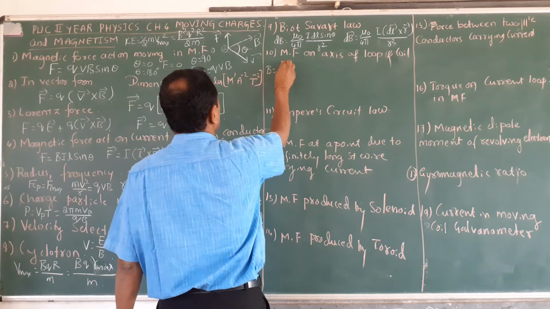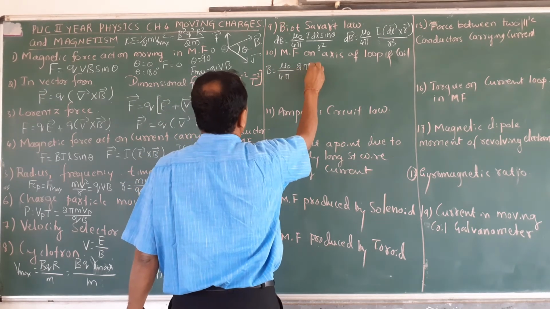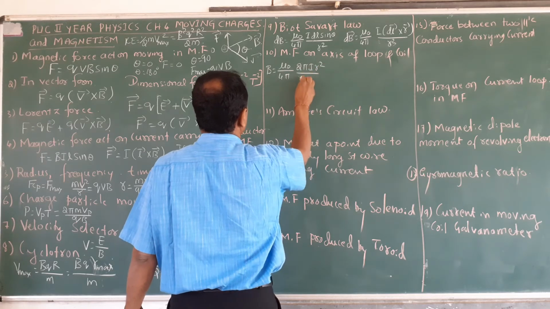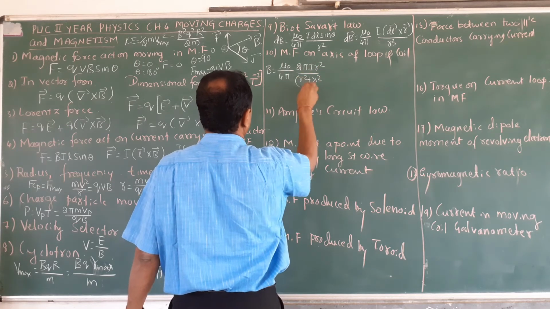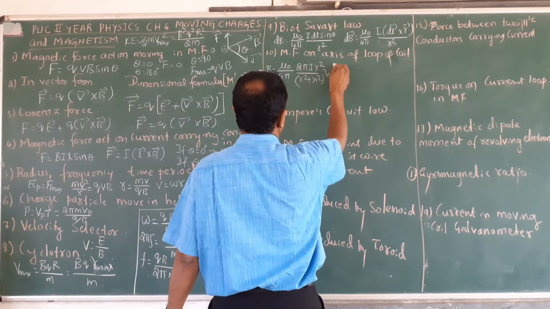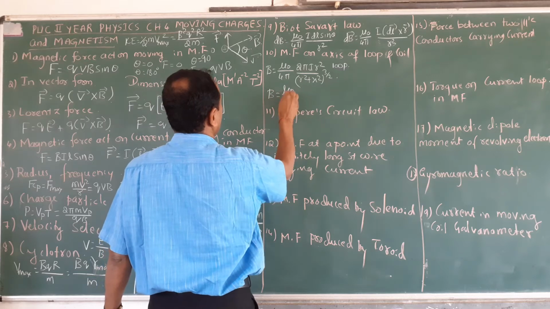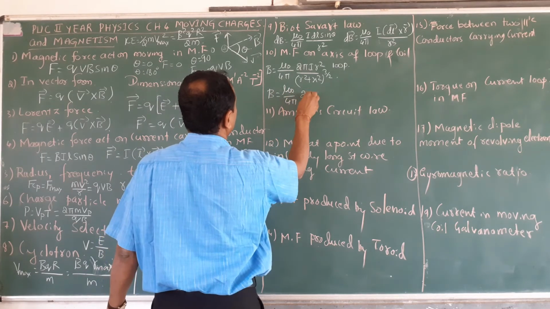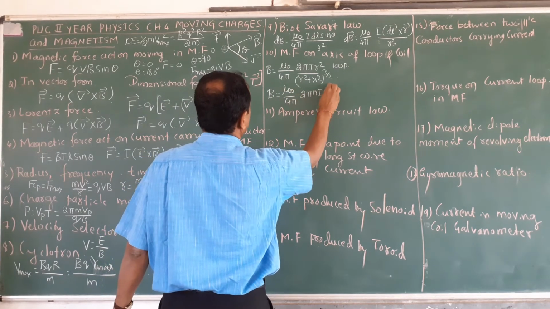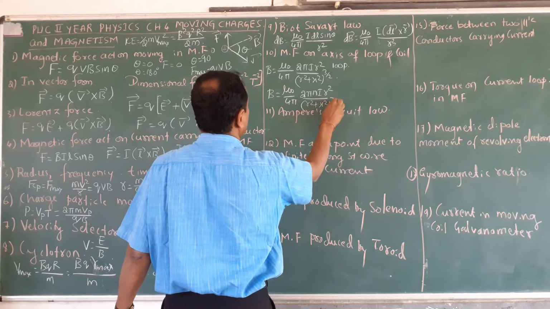The magnetic field produced at a point on the axis of a current carrying loop is B equal to mu naught upon 4 pi, 2 pi I r square divided by (r square plus x square) raised to 3 by 2, for a loop. For a coil, B is equal to mu naught upon 4 pi, 2 pi n I r square divided by (r square plus x square) raised to 3 by 2.